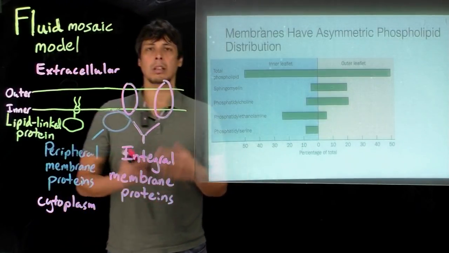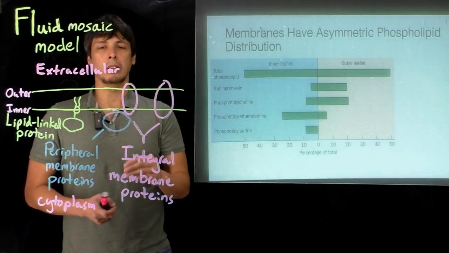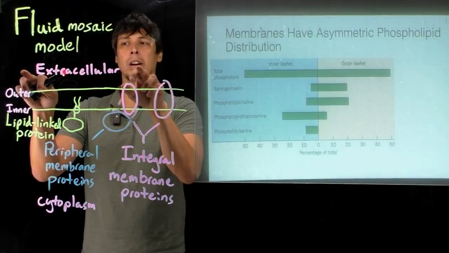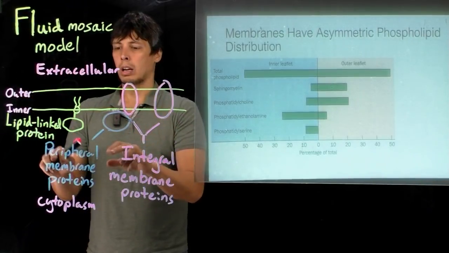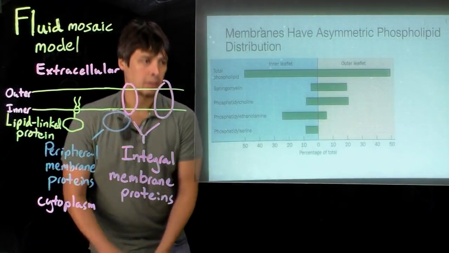And that helps facilitate different functions that are necessary for the outer leaflet and the inner leaflet. Again, that's important because the outer leaflet interacts with the extracellular space, whereas the inner leaflet interacts with the inside of the cell.